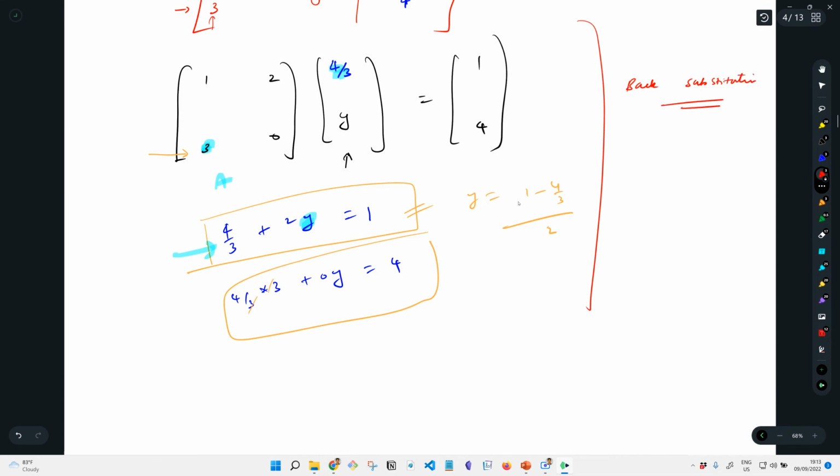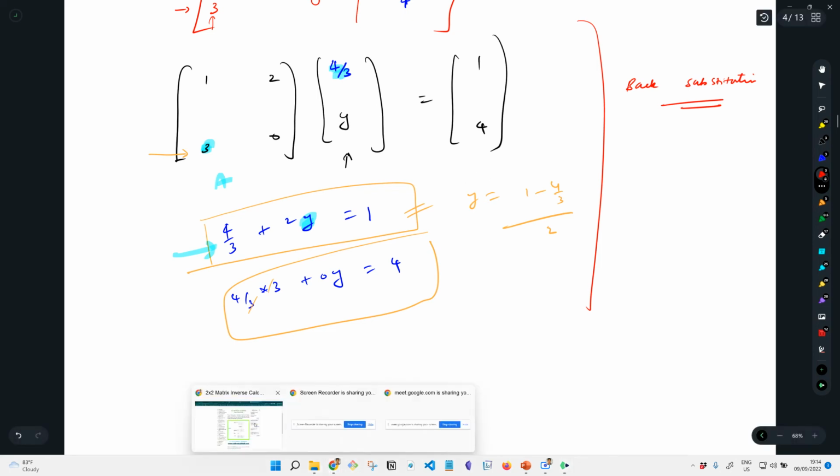So this back substitution will become very clear when we reduce A to row reduced echelon form. All right. Yes. So next class we'll see how to do it in a more formal manner.